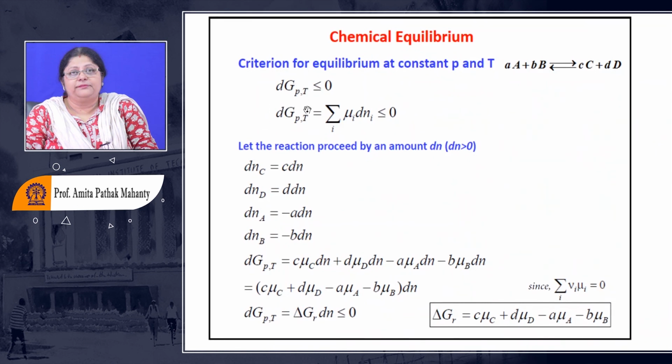We have delta G will be negative or equal to 0, or we can say delta G, which is mu into change in number of moles of the species summed over all the species at a given temperature and pressure, should be equal or less than 0.